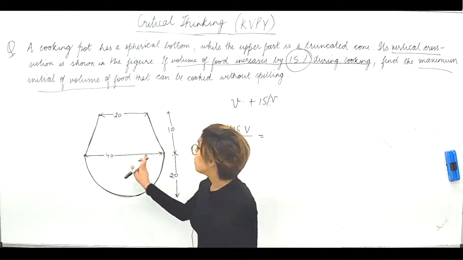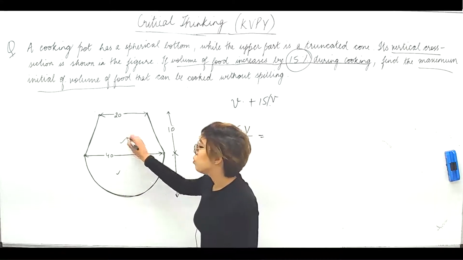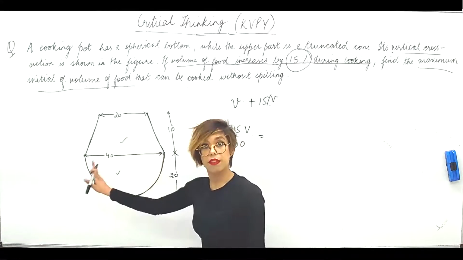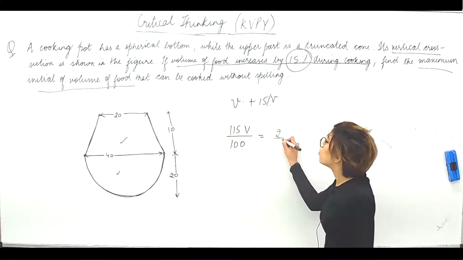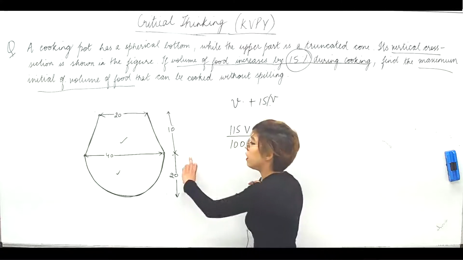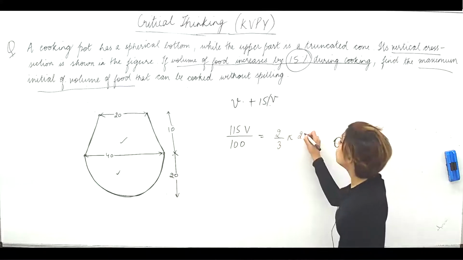Now, obviously, first of all, it is made up of 2 parts, 1, 2. So, let me talk about the hemisphere first. Volume of the hemisphere is what? 2 by 3 pi. Now, R is what? R is 20. So, 20 cube.